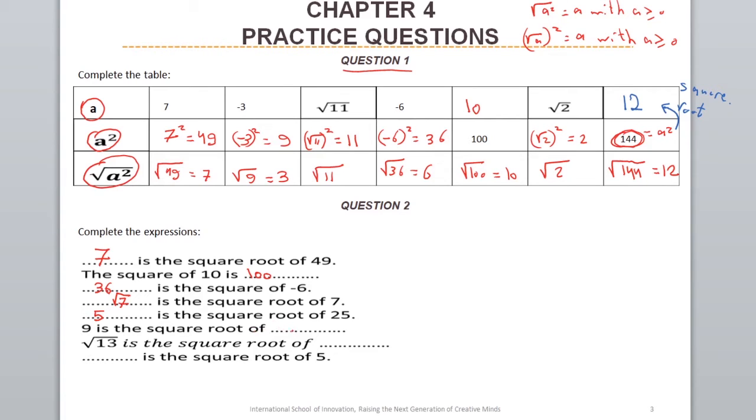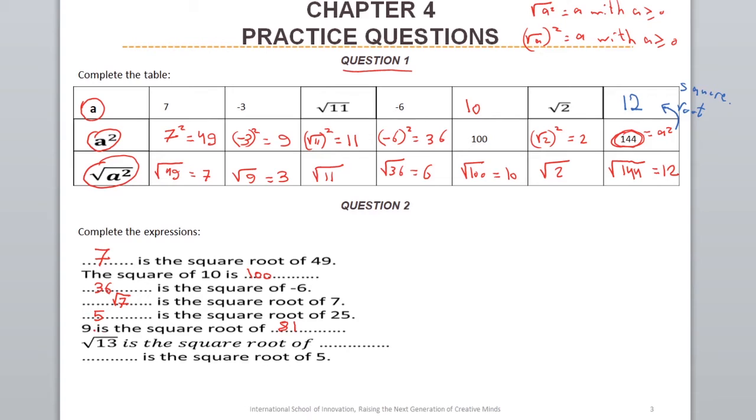If you memorize the table of squares, I know that 9 times 9 is 81. So the square root of 81 is 9, and 9 is the square root of 81. Okay, radical 13 is the square root of what?